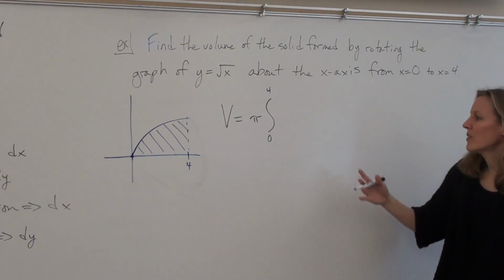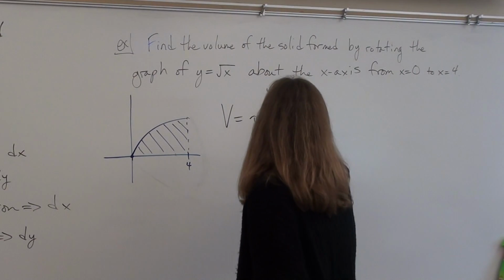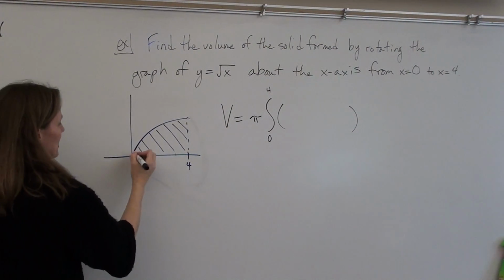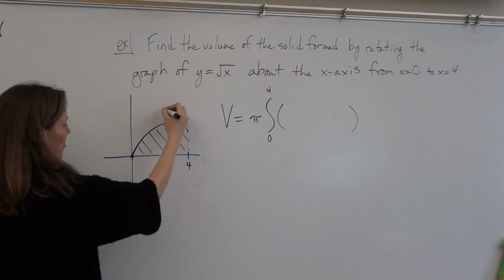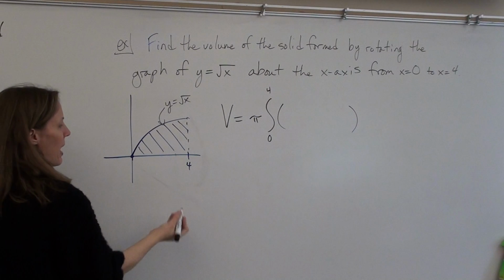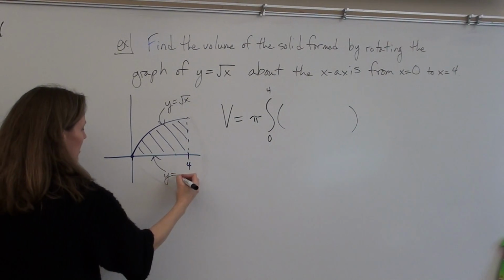Okay, now we've got to figure out top minus bottom. And so that's our radius. So, top minus bottom: the top is the upper boundary of the shaded region, which is the function y equals root x. The bottom is the lower boundary of the shaded region, which in this problem is y equals 0.